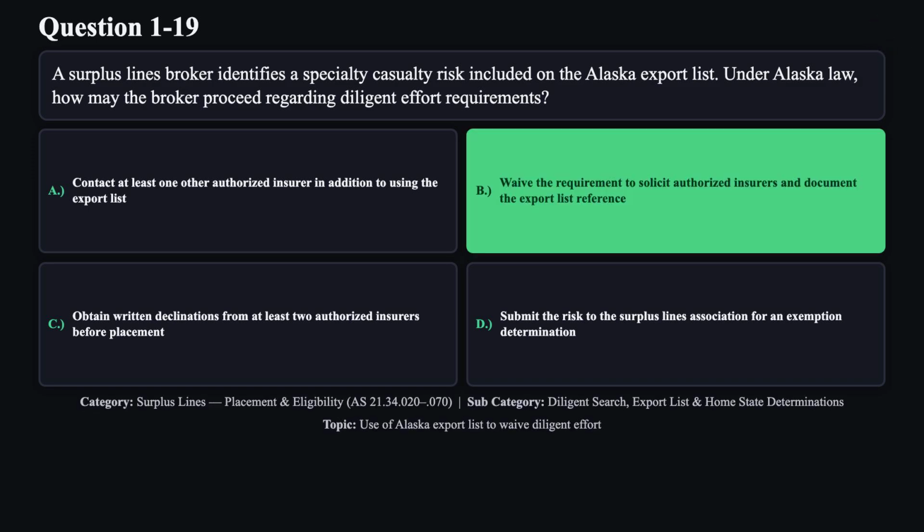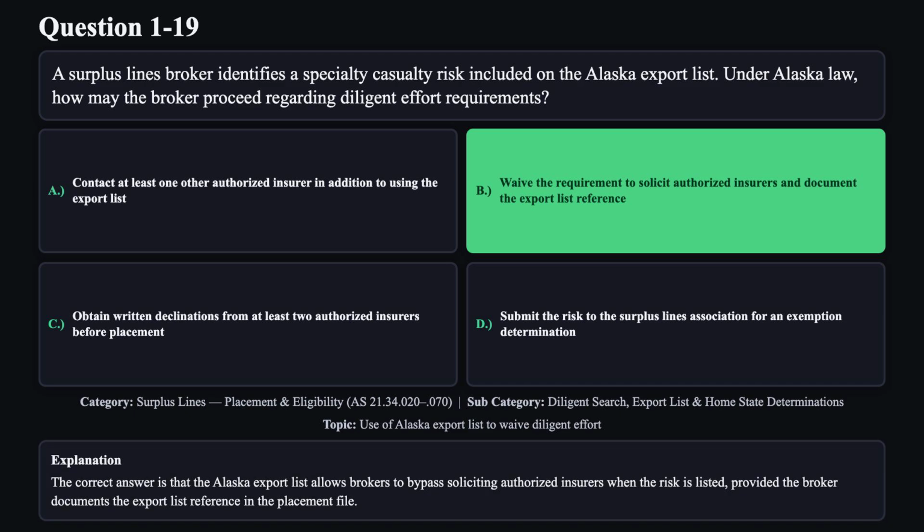The correct answer is B. The correct answer is that the Alaska export list allows brokers to bypass soliciting authorized insurers when the risk is listed, provided the broker documents the export list reference in the placement file.